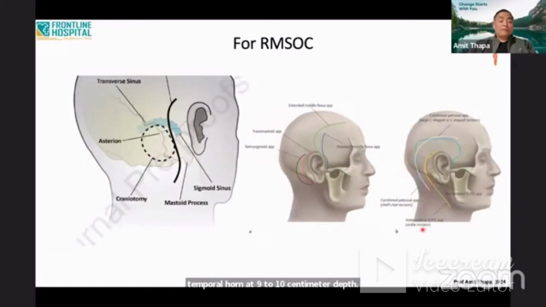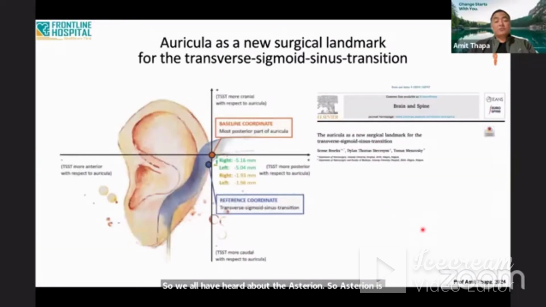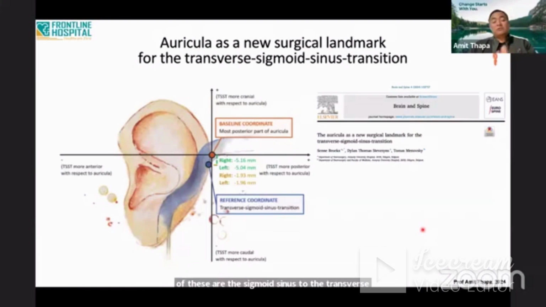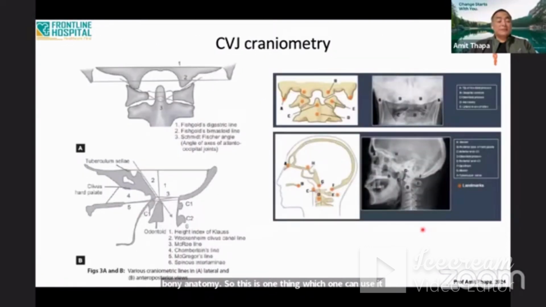So we all have heard about the asterion. So asterion is a landmark when we are planning certain posterior fossa approaches. Even authors are talking about using the auricle as one of the landmarks, where the posterior most tip of the auricle can give you an idea about the confluence of the sigmoid sinus to the transverse sinus. So this posterior confluence has not been marked through the bony anatomy. So this is one thing which one can use for surgical purposes.